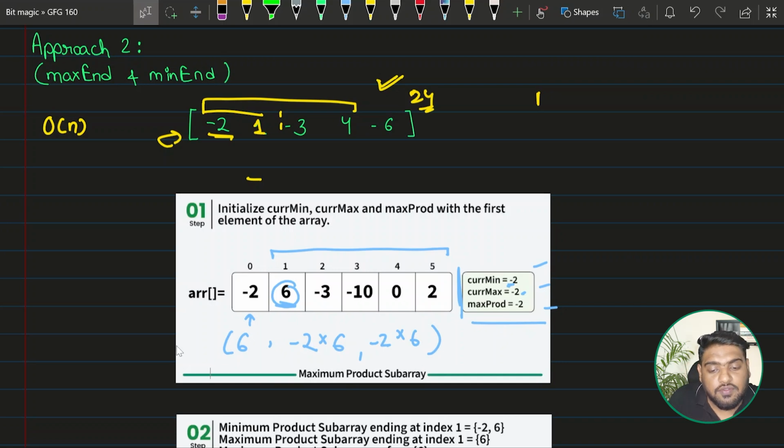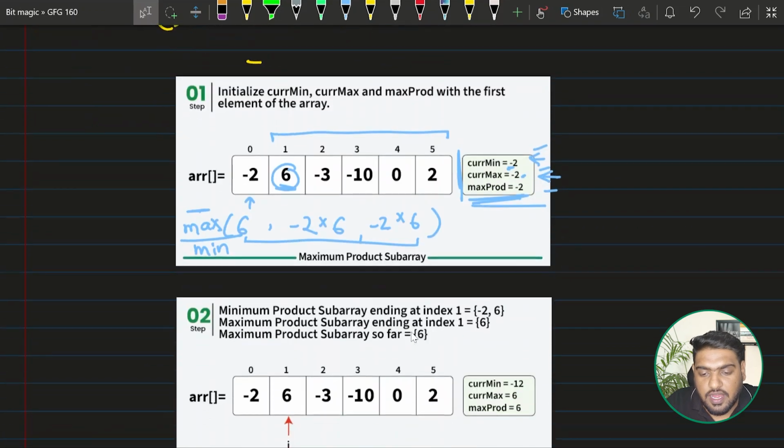Out of these three, we first need to find the maximum, so that whatever we get, we can put that in the current maximum for the next ith value. And we will take the minimum out of these three values so that we can put that in the current minimum for the next ith value. Once we are done with that, we also need to keep in mind that when we are choosing the maximum of this, using this current maximum value, we are also maximizing this variable max product.